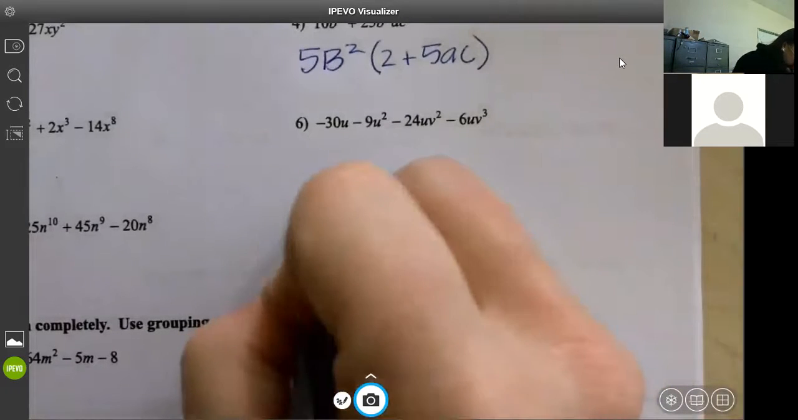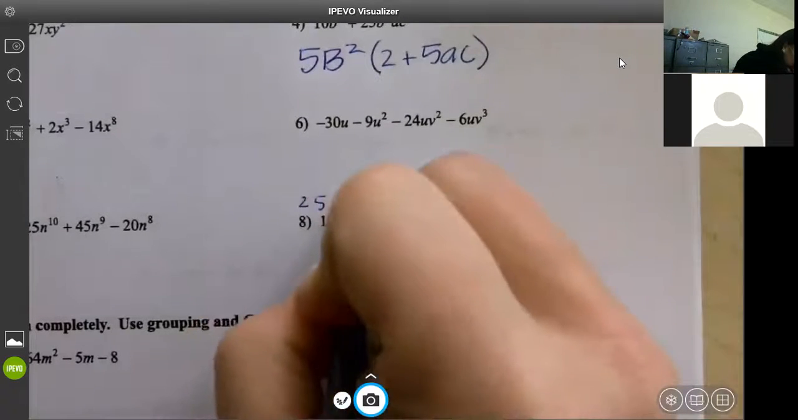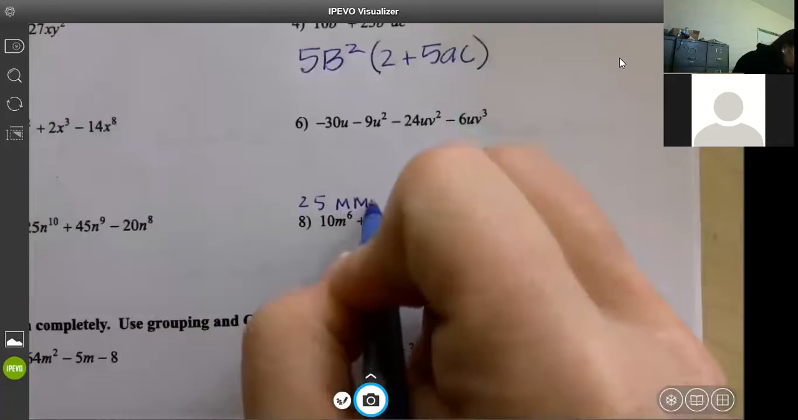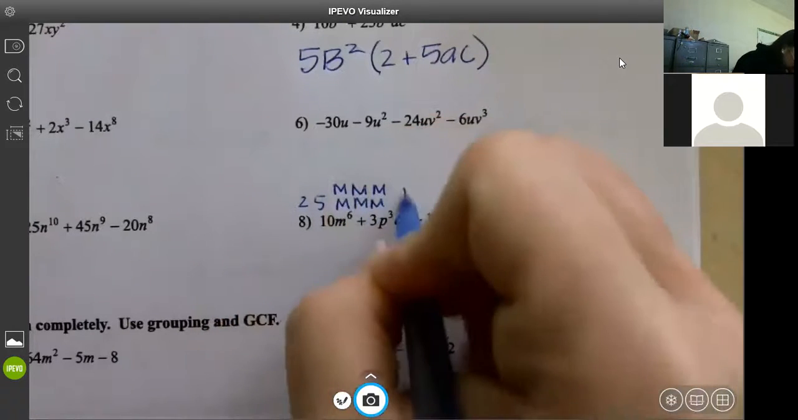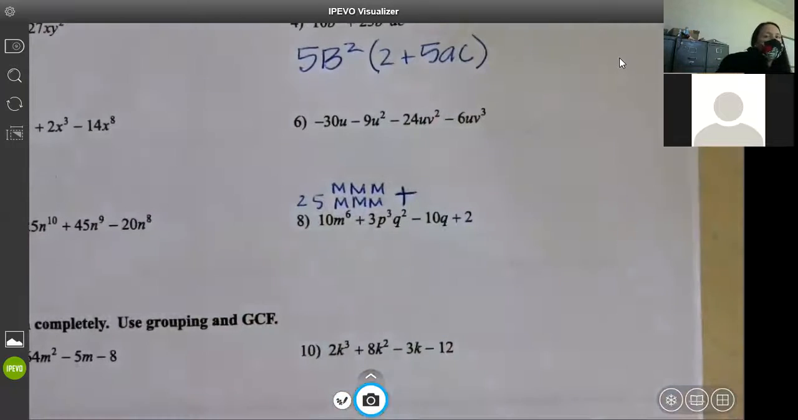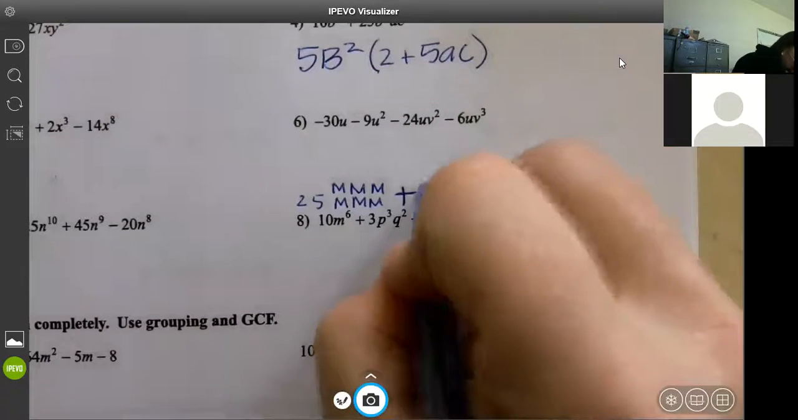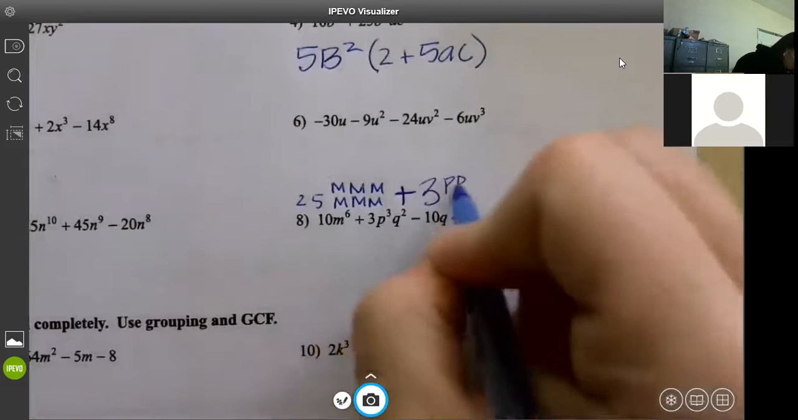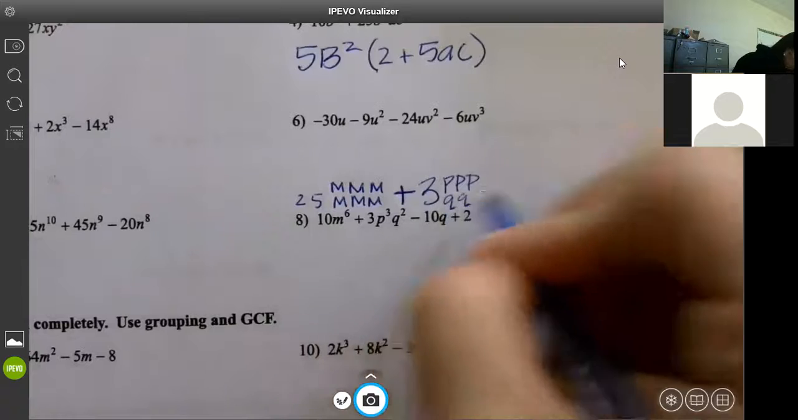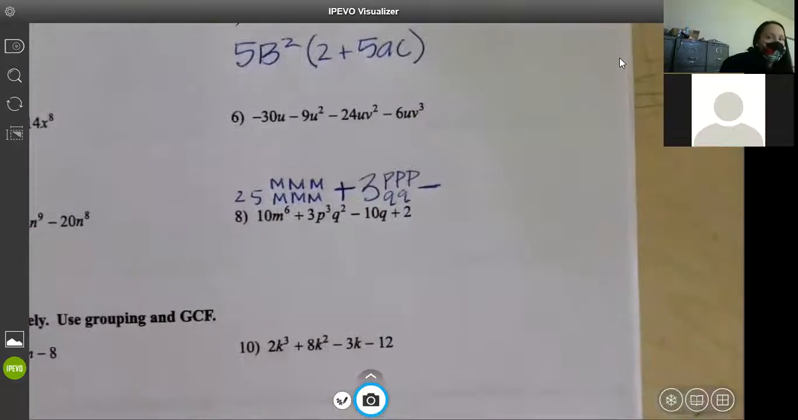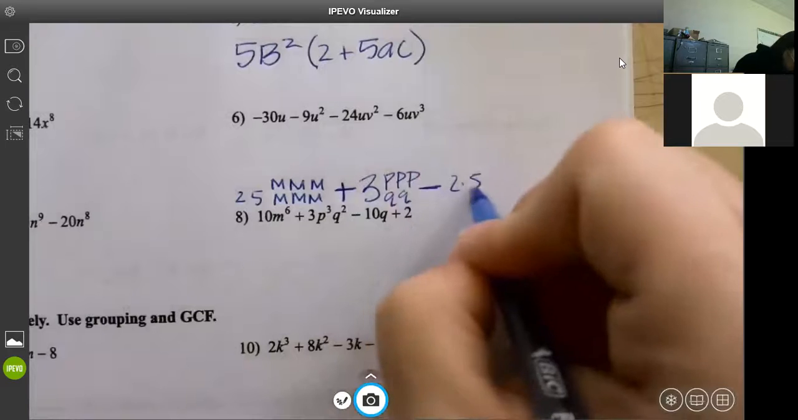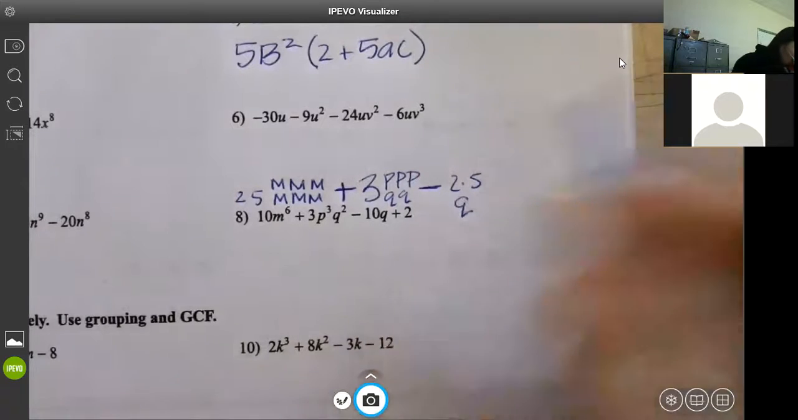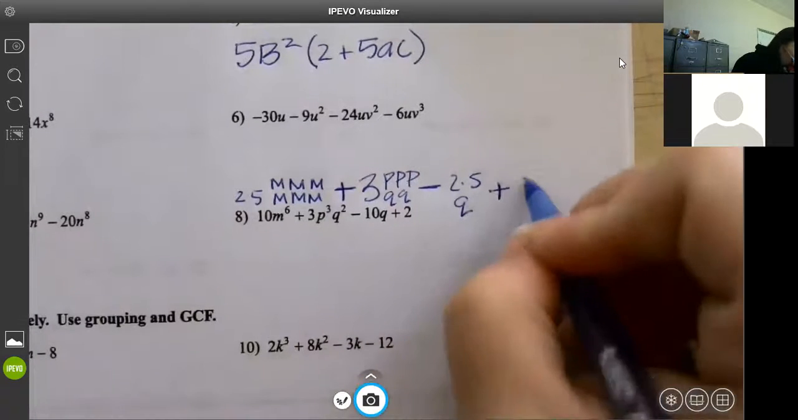So factors of 10 are 2 and 5. And you have 6 m's, and I usually just stack them. Then I have a big plus. I have a 3 p's and 2 q's, and then I have a minus. 10 is 2 and 5 and a q. And then I have a plus 2.